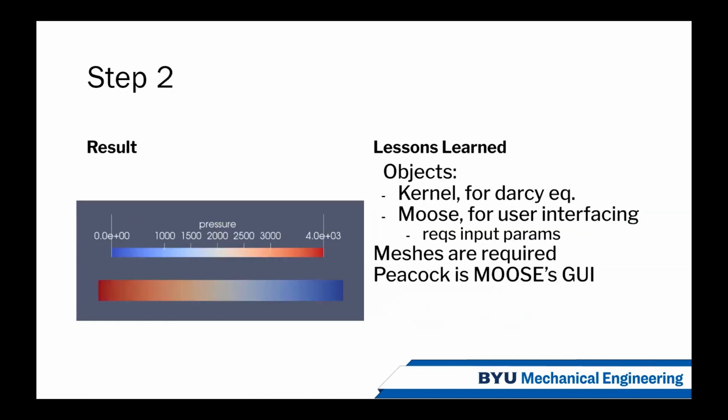In step two, we were looking at pressure, and to do the rendering that we did, we had to learn about two types of objects. There's a kernel object, which allows us to use Darcy equations, which is basically just fancy math. And then the Moose object, which allows us to interface with Peacock, which, again, as Brian said, we're not using because we couldn't get it to work. But if we could, we would be rendering this in Peacock instead. The meshes are required for either object and allow us to do the calculations so that we can have this rendering.